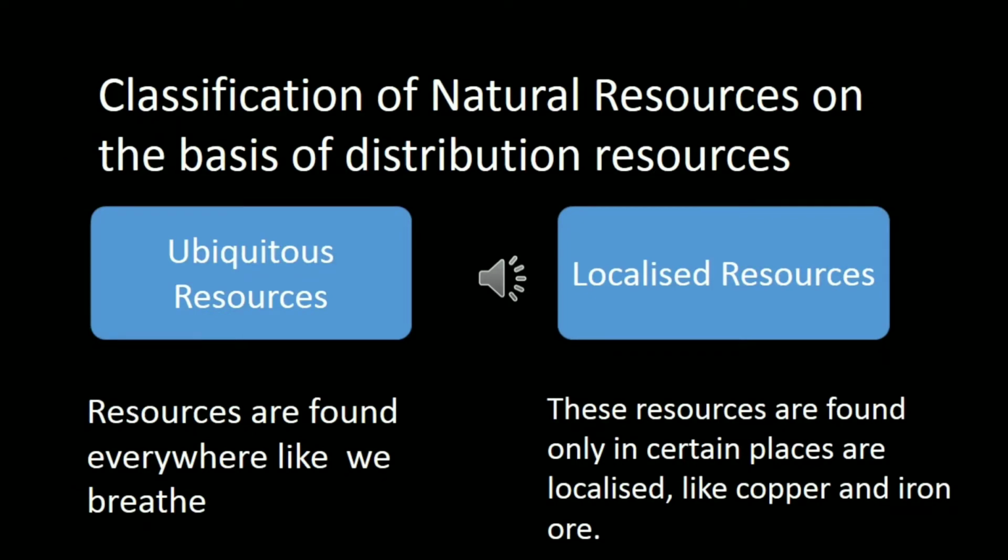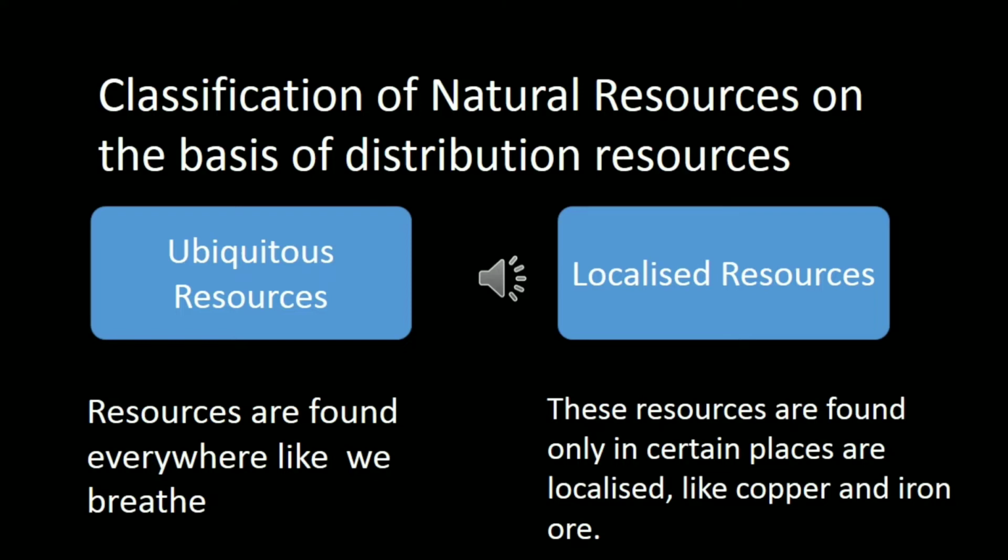Then we classify natural resources on the basis of distribution. In that there are two classifications: ubiquitous resources and localized resources. Ubiquitous means found everywhere, like God is everywhere. These resources are found everywhere, like air: we breathe it, and we can find it everywhere.